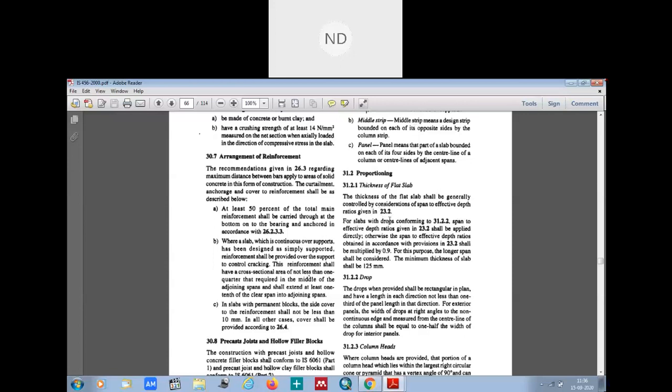For slabs with drops conforming to clause 31.2.2, the span to effective depth ratio given in clause 23.2 shall be applied directly. Otherwise, the span to effective depth ratio obtained in accordance with the provision in 23.2 shall be multiplied by 0.9. So this was the thickness of the flat slab.